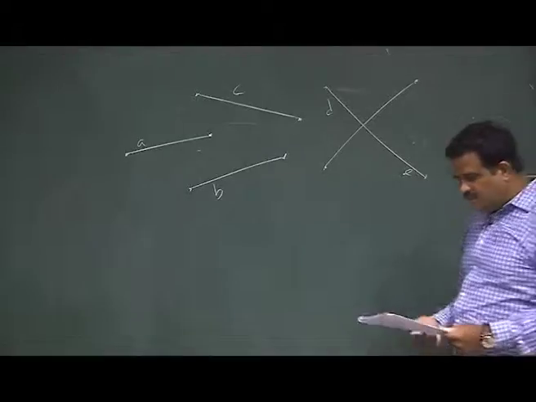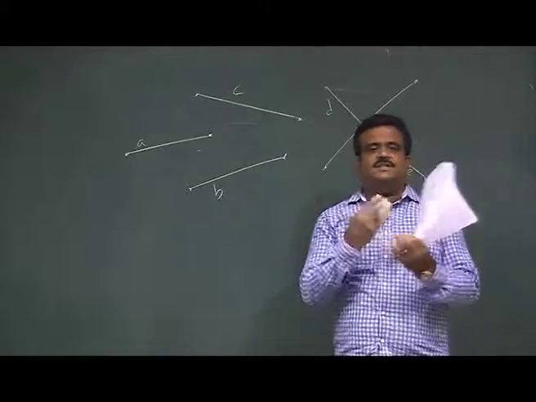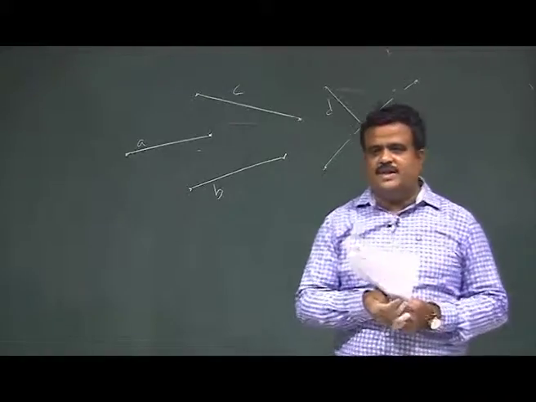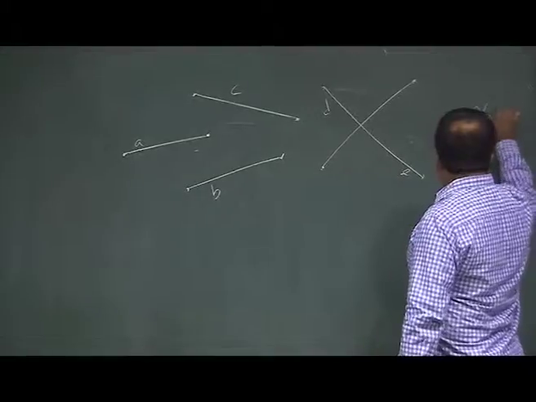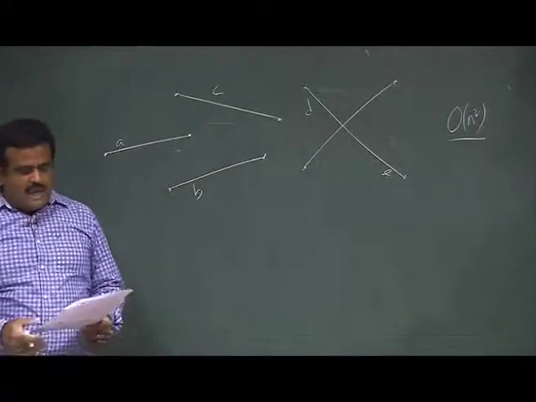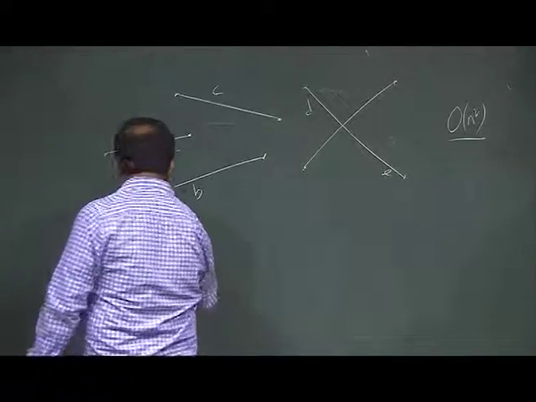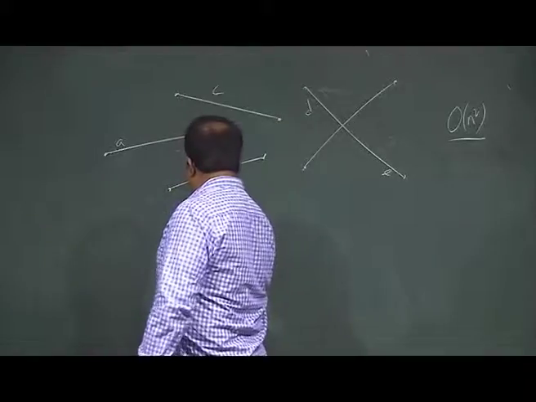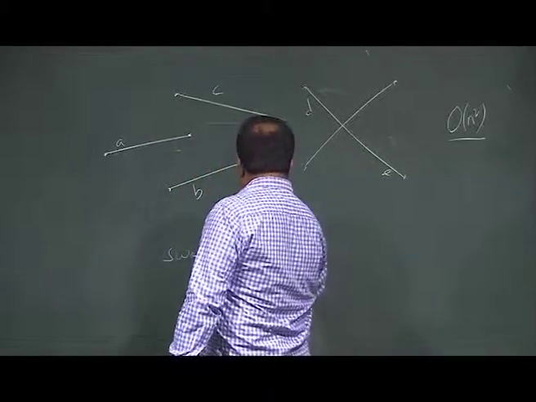So what is the naive approach? We can take any two segments and check coordinate-wise whether they are intersecting or not. That will take order of n square, because there are nC2 pairs. So we take any two and then we check. But we want to do something better, that is called the sweep line algorithm.